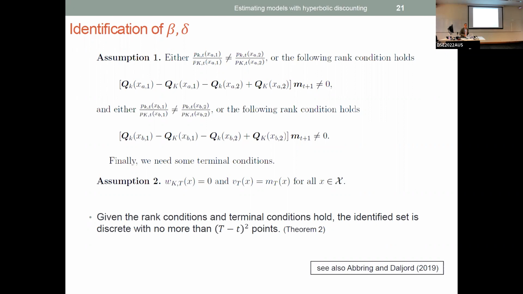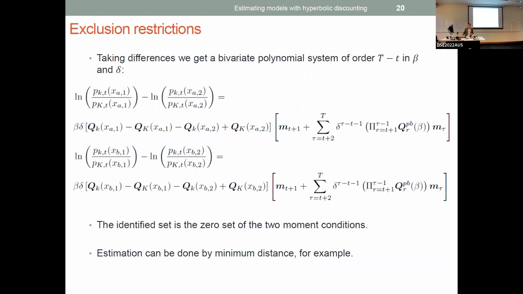Yep. Can I understand the difference in differences? Is it something like differences? Yes, it is. So this is a scalar, and we have just beta and delta.